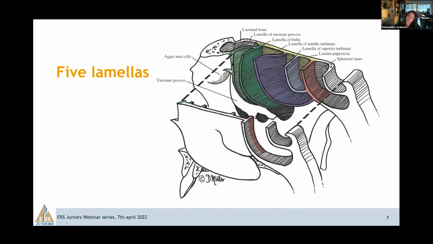The first lamella is the lamella of the uncinate process. The second lamella is the lamella of the bulla. The third lamella is the lamella of the middle turbinate. The fourth is the lamella of the superior turbinate, and sometimes there is a 5th present, the lamella of the supreme turbinate. We will move through the lamellas one after another.